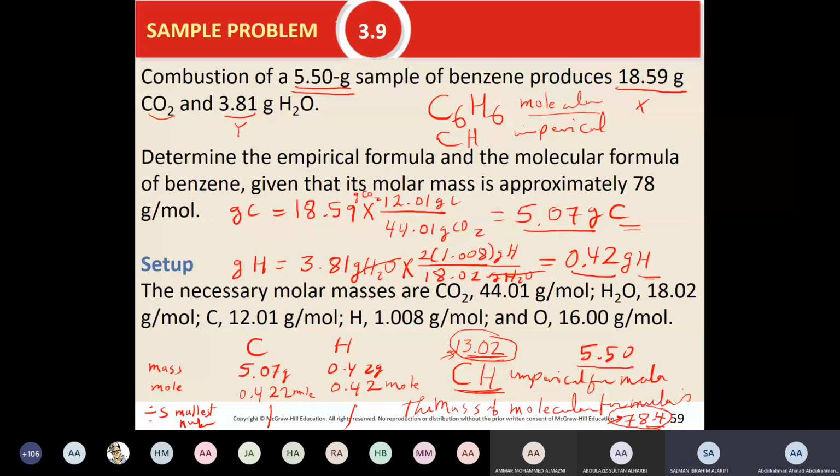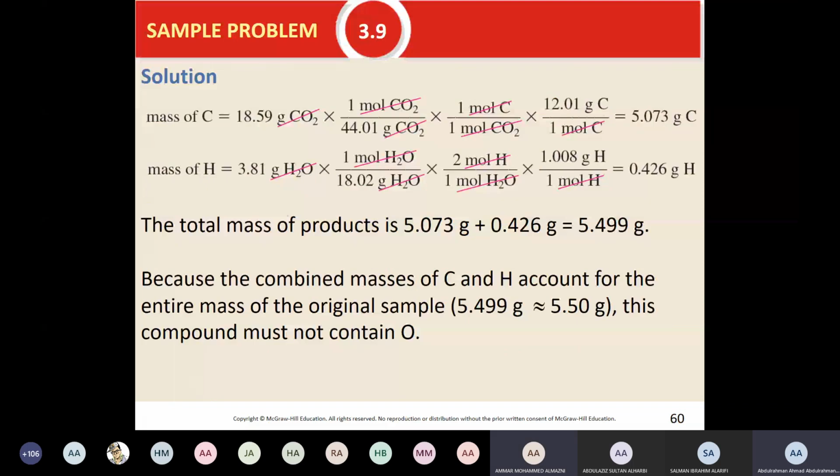So will it be given in the exam? Yes. The molecular formula mass, I will give you. That's in the book.